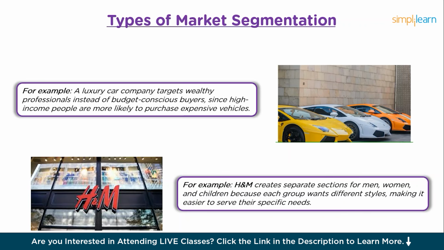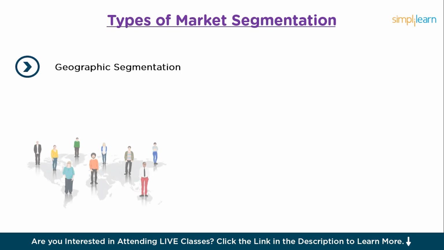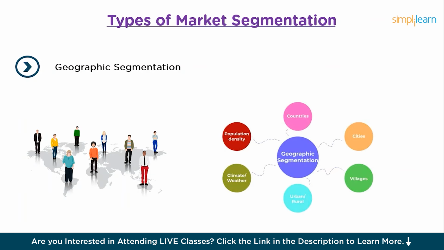Let's look at the second market segmentation, which is the geographic segmentation. Now this one is based on where people live, and it's a simple idea. People who live in different places often have different needs. So basically, the geographic segmentation is based on the cities, countries, people living in different villages, the climate, weather, population density, and according to that, they will target the audience.